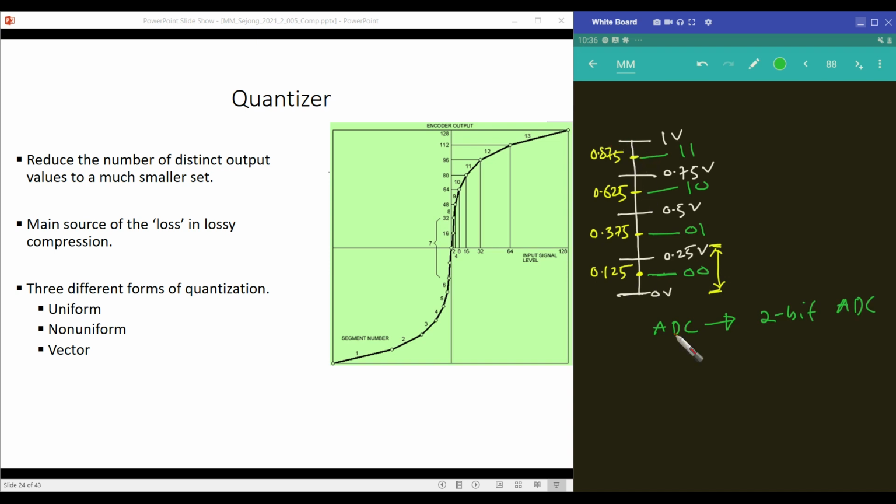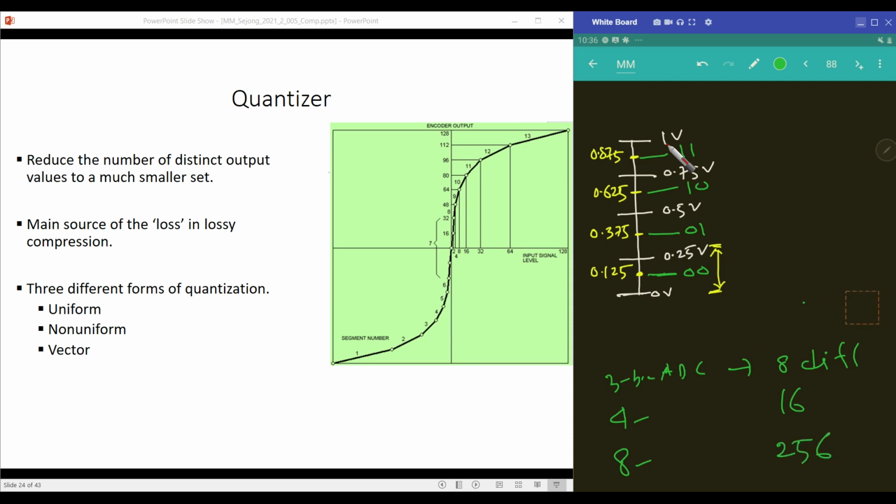Now if your ADC is, let's say, a 3-bit ADC, then you can represent or handle 8 different levels. At that time, you can divide 0 volt to 1 volt into 8 different levels. With a 4-bit ADC you get 16 levels, and with an 8-bit ADC you can represent 256 different levels. But for this example we consider a 2-bit ADC, and as such 4 different levels, and the 0, 0 level is this one, and so on.